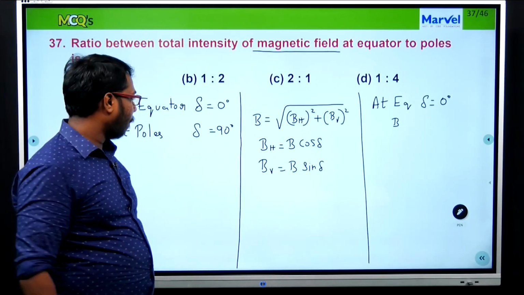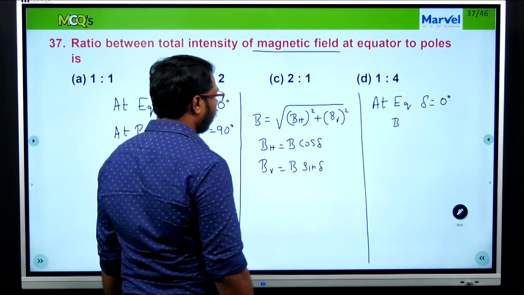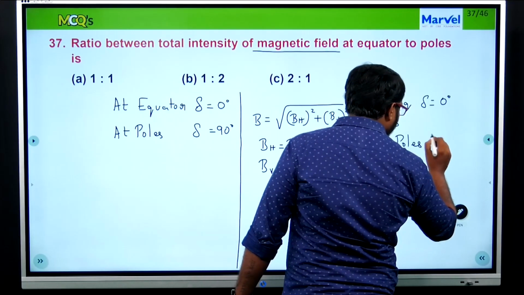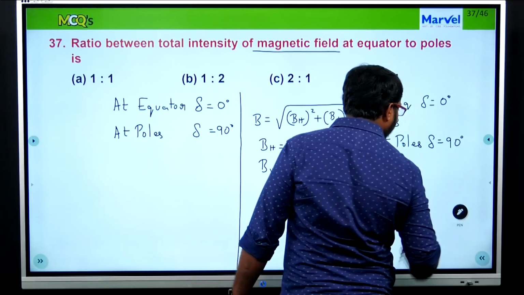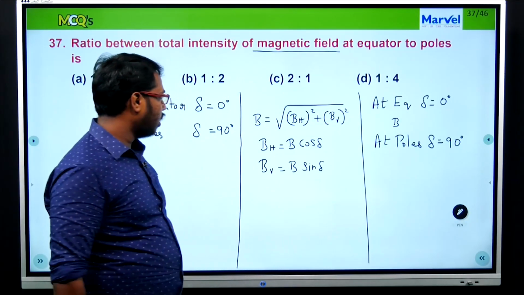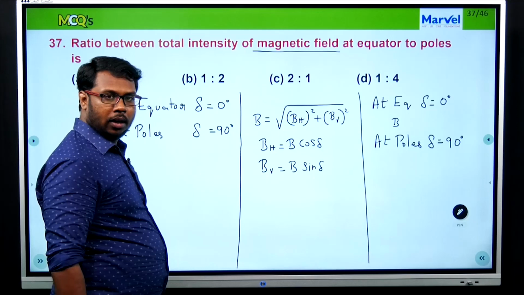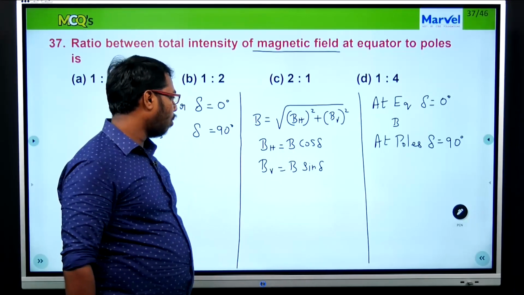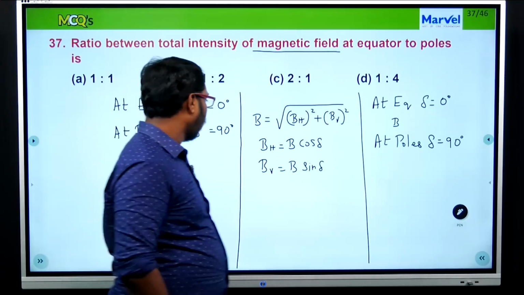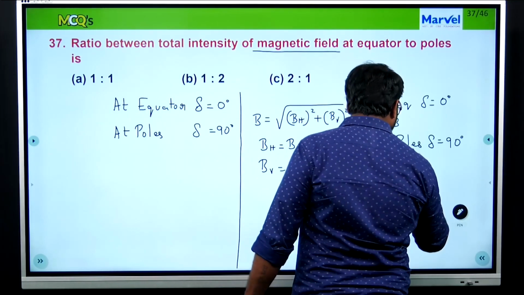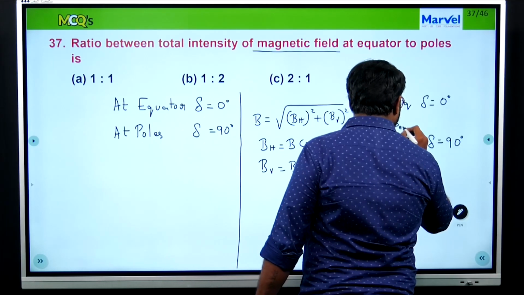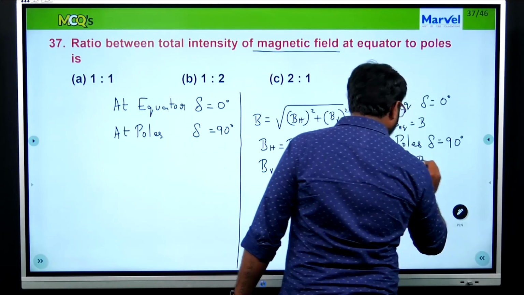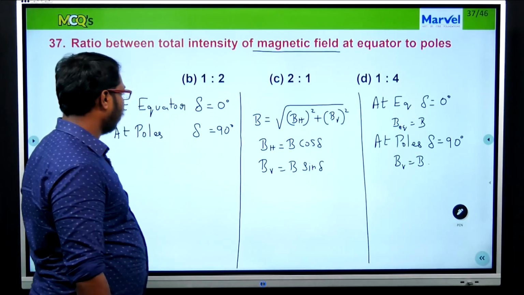Then at poles, again delta is equal to 90 degrees. If I put 90 in the place of delta here, your horizontal component completely goes to 0. So you are left only with the vertical component, which is also B.